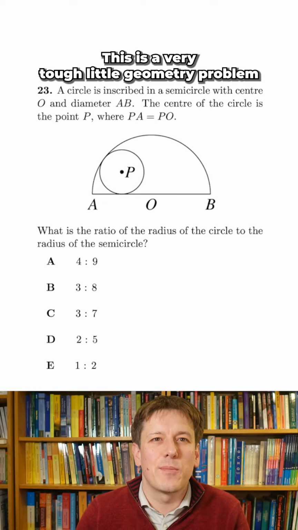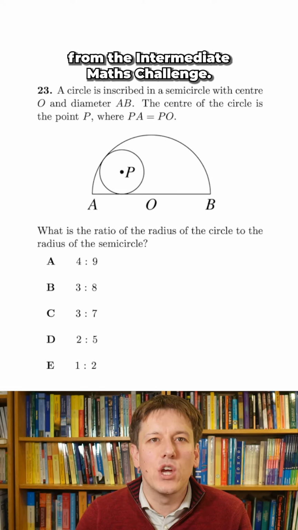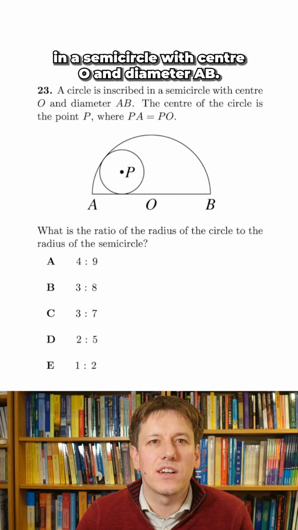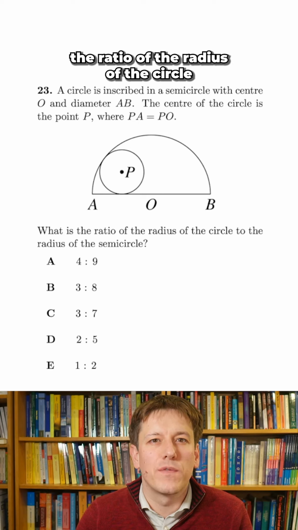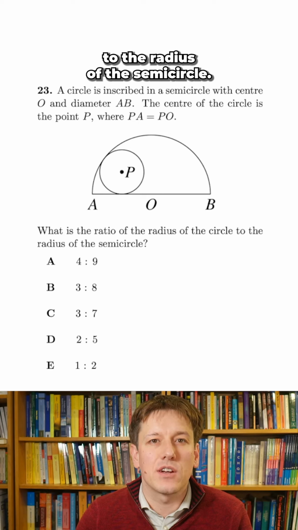This is a very tough little geometry problem from the intermediate maths challenge. We've got a circle inscribed in a semicircle with centre O and diameter AB. The centre of the circle is at the point P, and PA equals PO. We want to know the ratio of the radius of the circle to the radius of the semicircle.